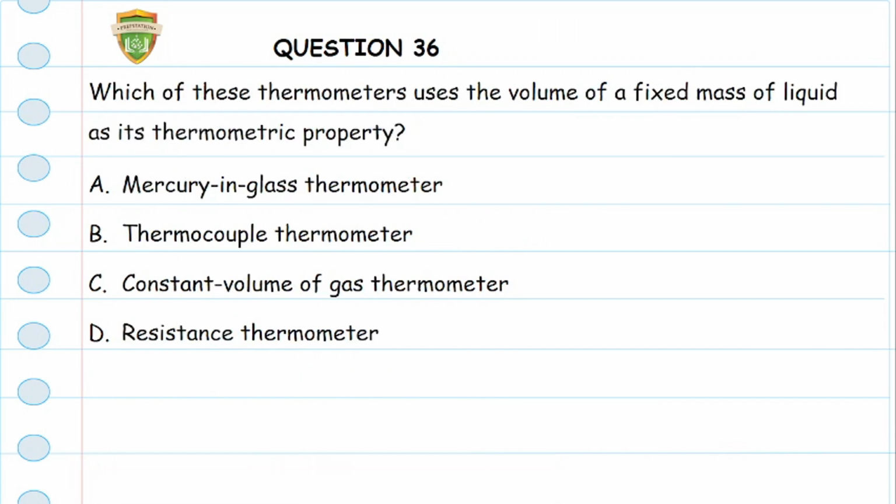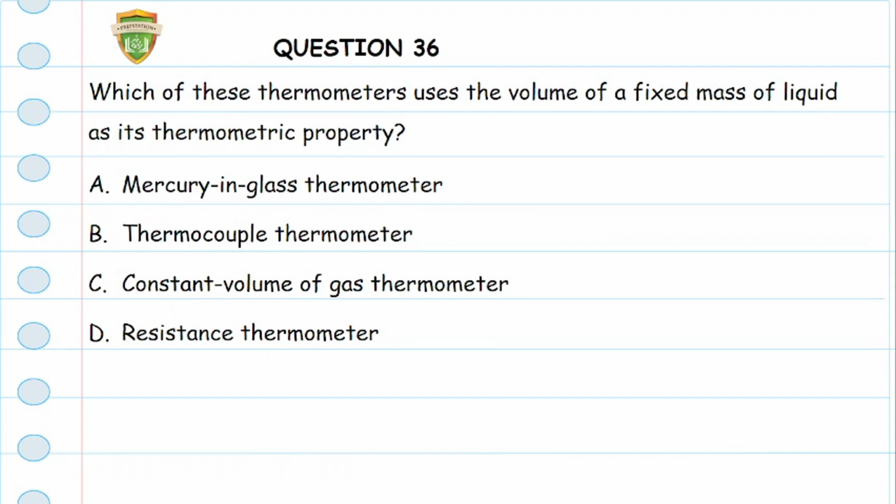Question 36. Which of these thermometers uses the volume of a fixed mass of liquid as its thermometric property? Now we have 4 options: mercury in glass, thermocouple, constant volume of gas, and resistance. Now let's start from resistance, for example. You can already see that it's called a resistance thermometer, meaning that it uses the resistance to measure the temperature. So that automatically removes it as an answer because we're looking for the volume of a fixed mass of liquid. Option C says constant volume of gas, which removes it.